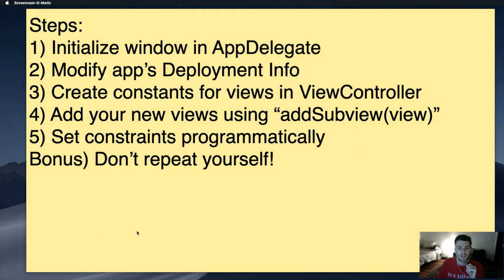We'll start out with the steps that we're going to use here. We're going to initialize the window in the AppDelegate, and then we're going to modify the app's deployment info, which is found in the app folder. And then we're going to create constants for the views in the ViewController.